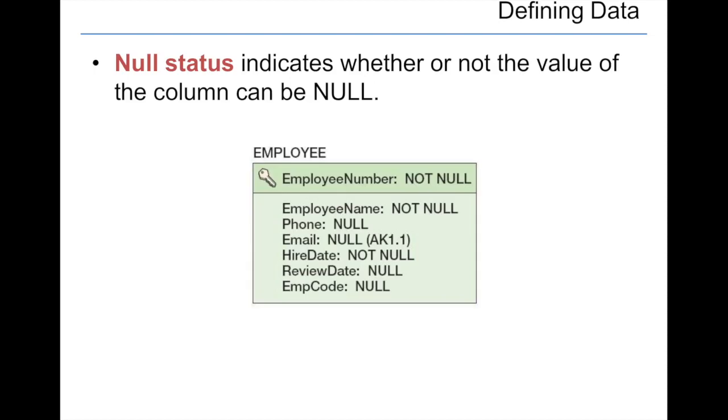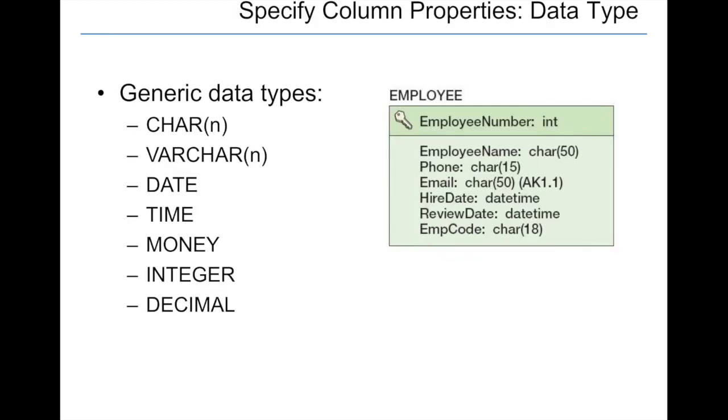So we can check the null status, and this indicates whether or not the value of the column can be null. Here are some generic data types that can be represented by the attributes, as well as the primary keys.